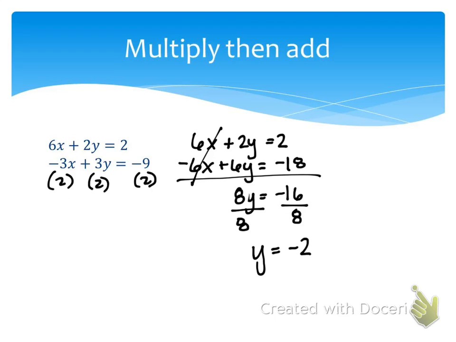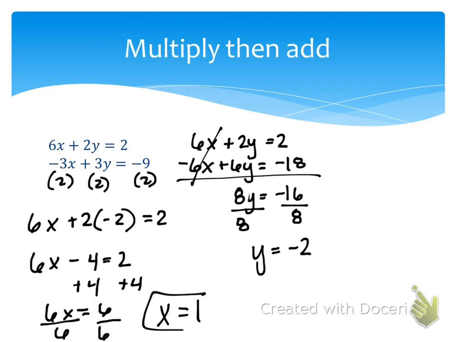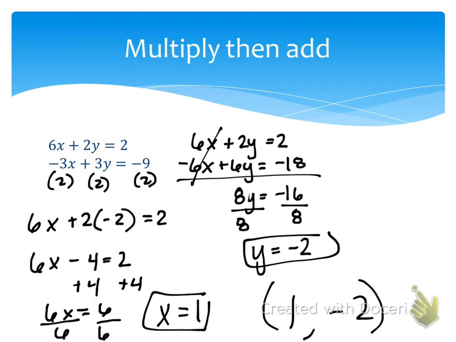You should still get the same answer as if you would have done 18 minus 18, and that would have canceled out. Now that I have what y equals, I plug it back into the first equation. 6x plus 2 times negative 2 equals 2. 6x minus 4 equals 2. So I add 4 to both sides, and I get 6x equals 6. Divide by 6 on both sides, and x is equal to 1. Write it as an ordered pair, which is 1 comma negative 2. That's how you would have done that problem.